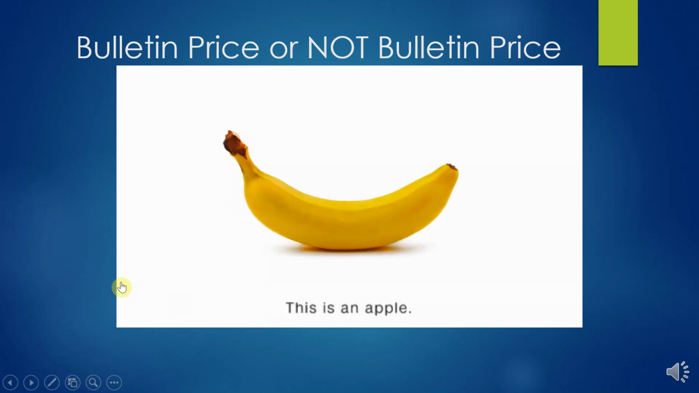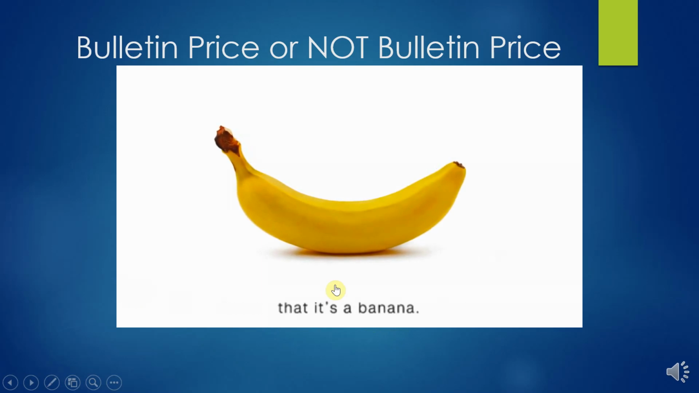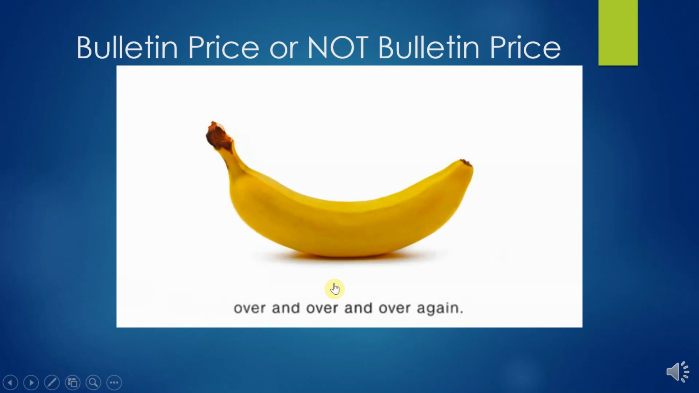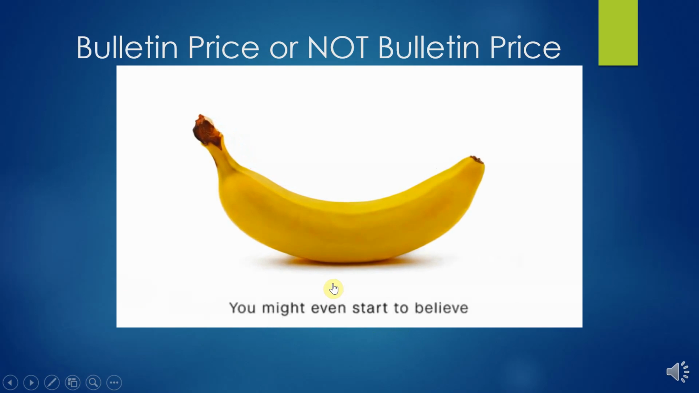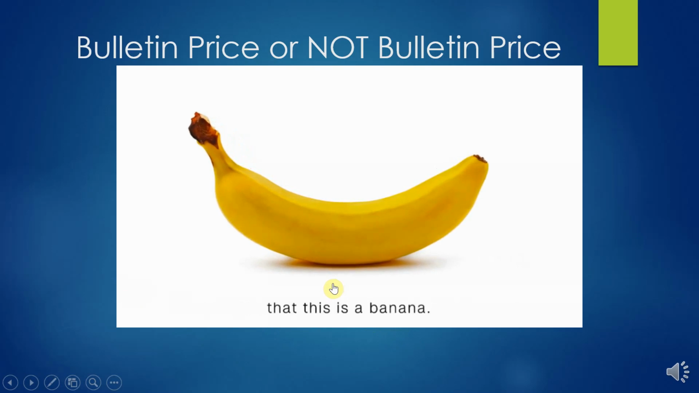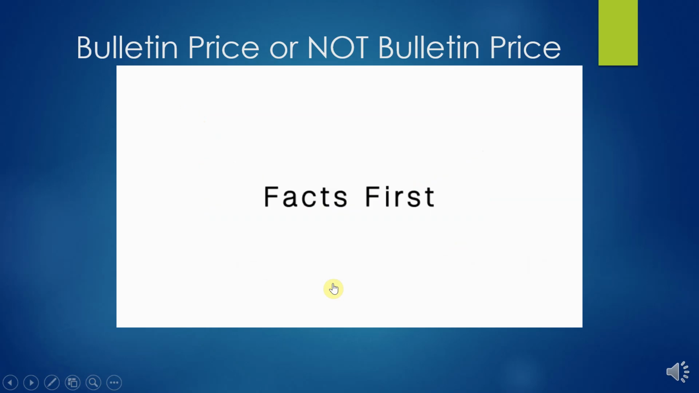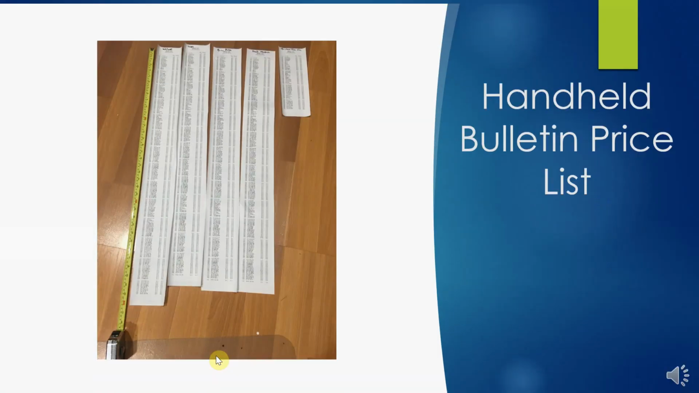This is an apple. Some people might try to tell you that it's a banana. They might scream banana, banana, banana over and over again. They might put banana in all caps. You might even start to believe that this is a banana. But it's not. This is an apple.